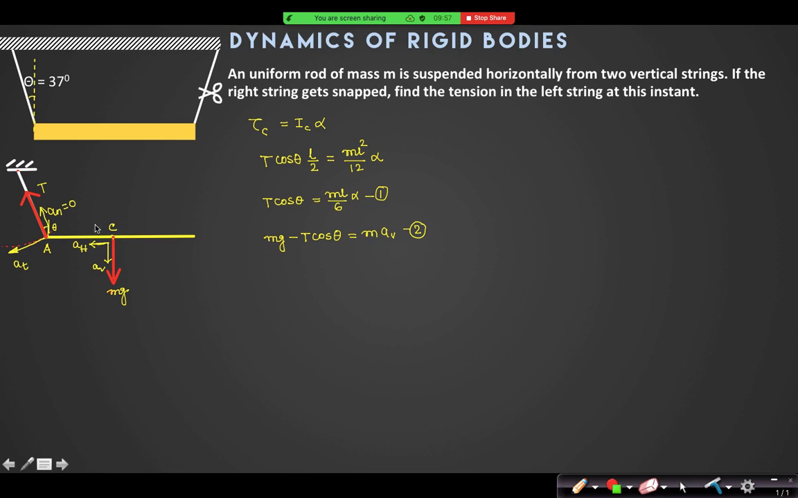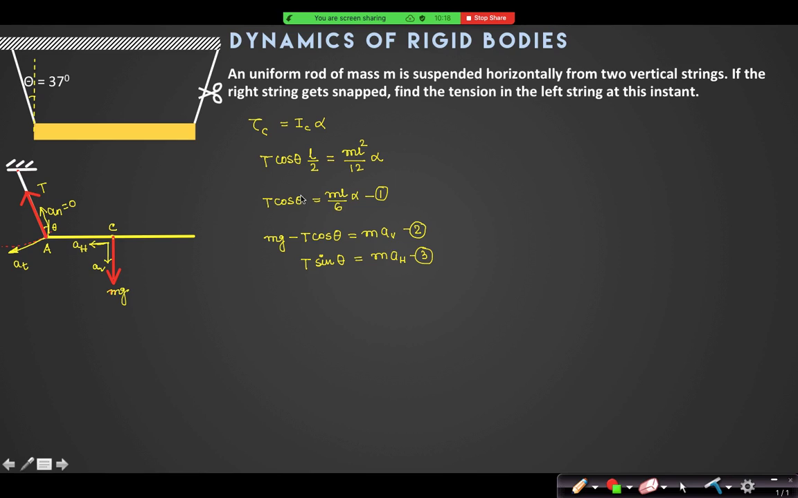And what is the equation along the horizontal line? Along the horizontal line, it is T sin theta equal to m a_h. So these are the two equations that I can find.